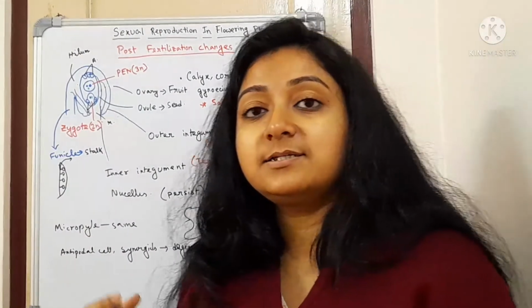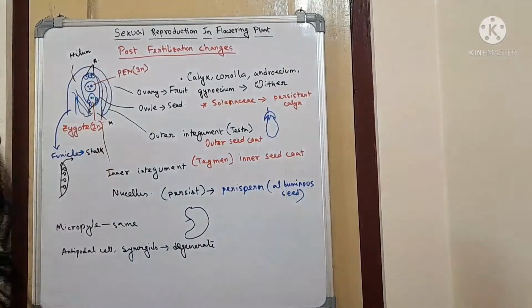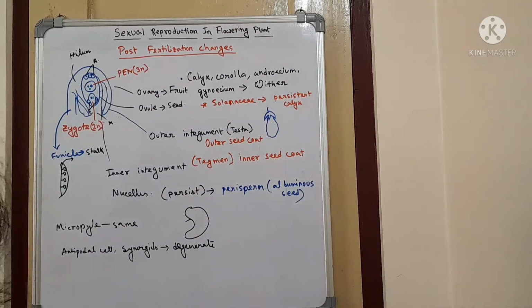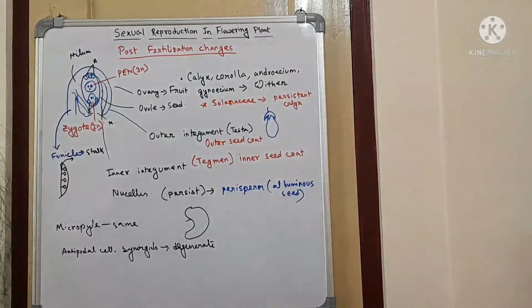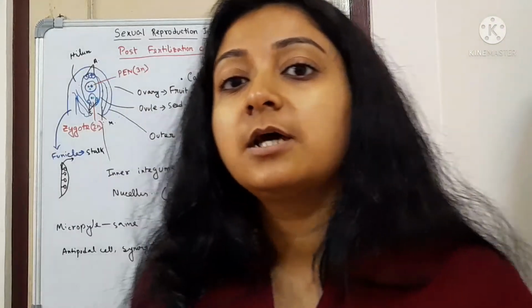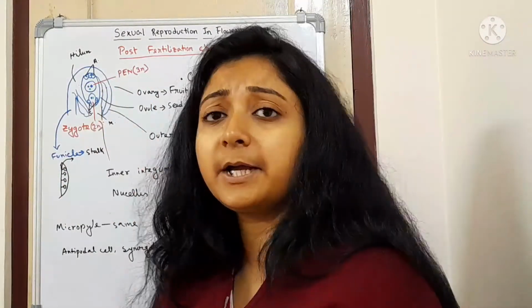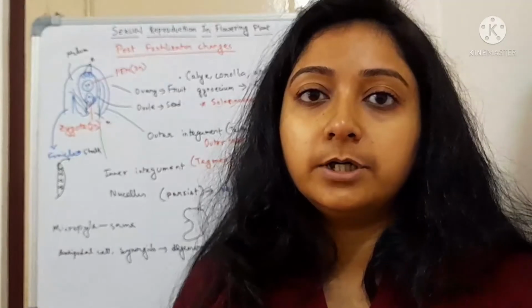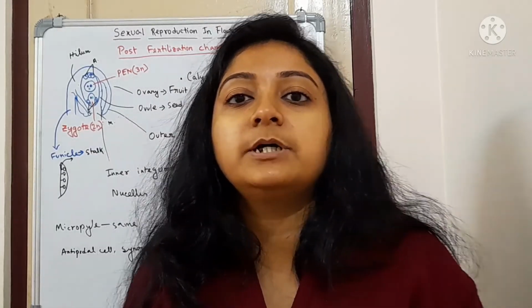In most cases, the nucellus is used up by the growing embryo, and in a few cases it is present. Like in case of castor, the seeds are albuminous in nature. They have persistent nucellus in them. So this is all about the post-fertilization changes which generally occur in the embryo sac as well as in the flower. In a lot of detail we are going to study the development of the embryo from the zygote.